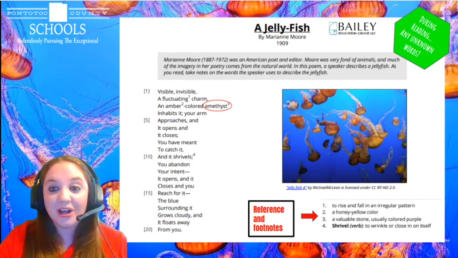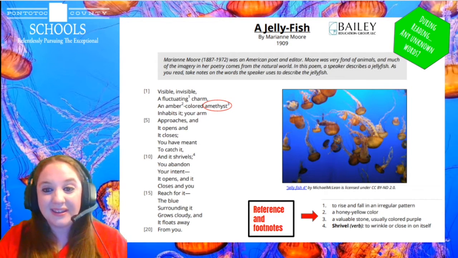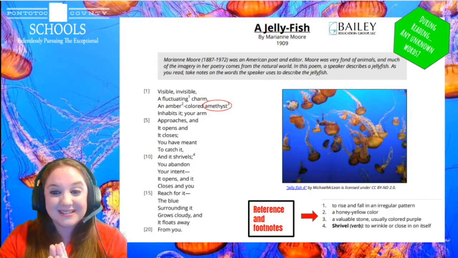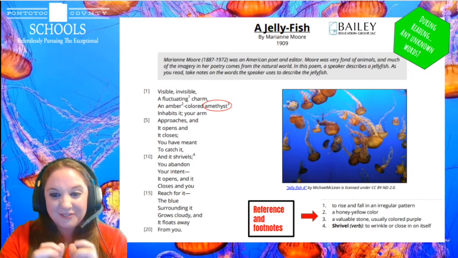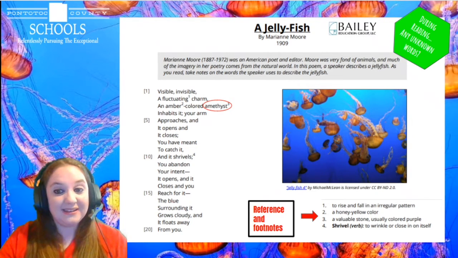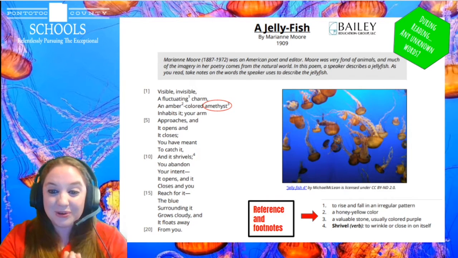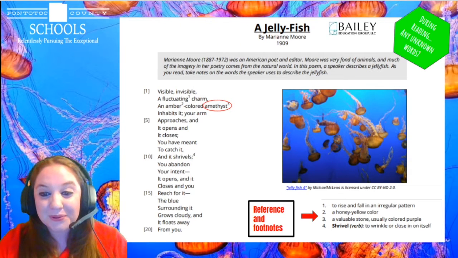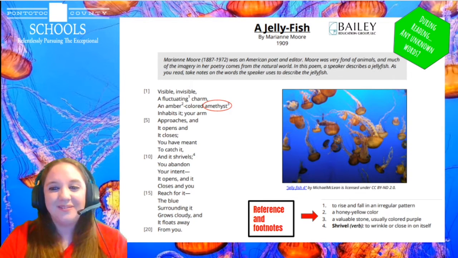Visible, invisible, a fluctuating charm. An amber-colored amethyst inhabits it, your arm. Approaches, and it opens, and it closes. You have meant to catch it, and it shrivels. You abandon your intent. It opens, and it closes, and you reach for it. The blue surrounding it grows cloudy, and it floats away from you.